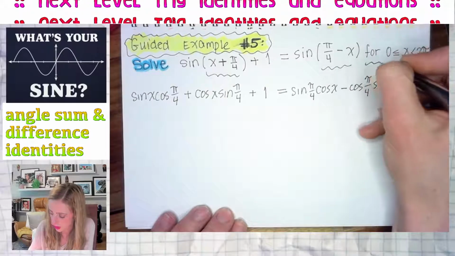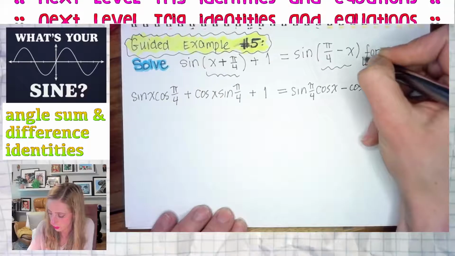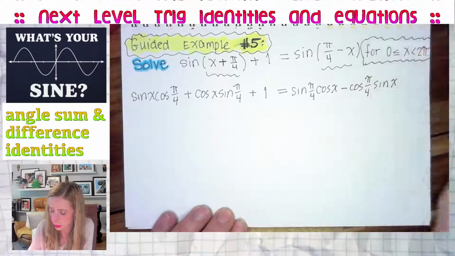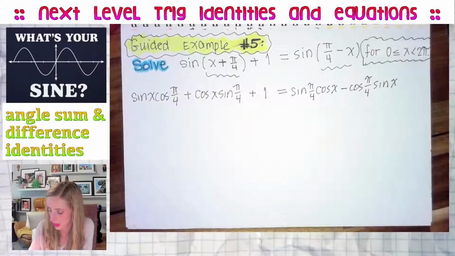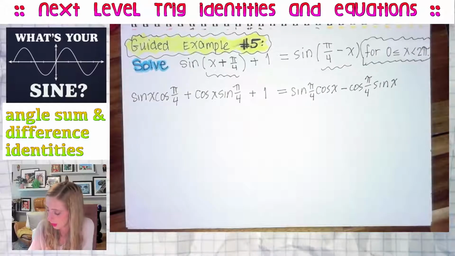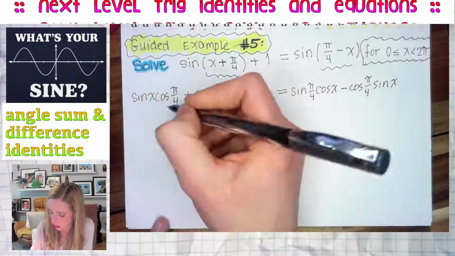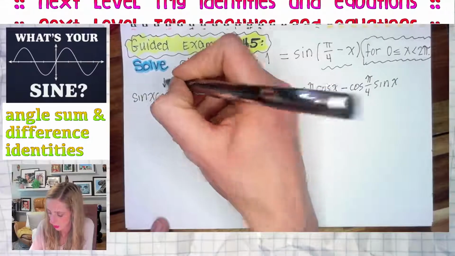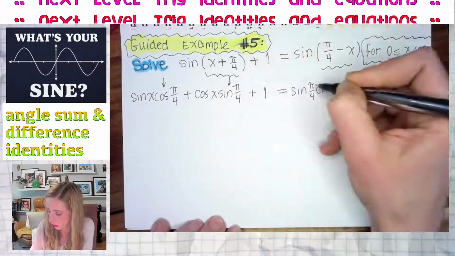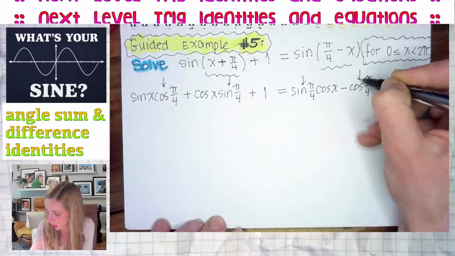And the directions say to solve between 0 and 2 pi, basically. So we don't need a general solution. We just need to find the answers between 0 and 2 pi. Now, let's evaluate some parts of this. We're going to evaluate cosine of pi over 4, sine of pi over 4, sine of pi over 4, and cosine of pi over 4.